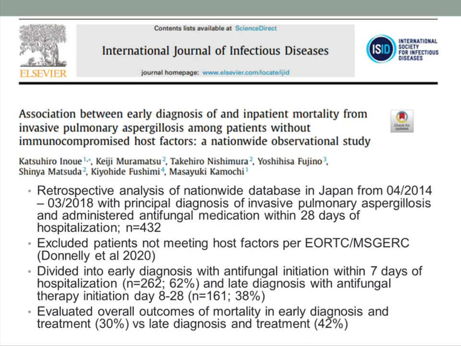This is a more contemporary study that was published in the International Journal of Infectious Diseases that looked at patients in Japan from 2014 to 2018 with invasive pulmonary aspergillosis using the consensus definitions. They excluded patients that didn't have those host and clinical criteria. They set their cutoff at 7 days. If treatment started before that, you're considered an early diagnosis; if after that, a late diagnosis. The majority of the patients were started within 7 days, 62%. If you got started early, your overall mortality was 30%. If you got started late, it was 42%.